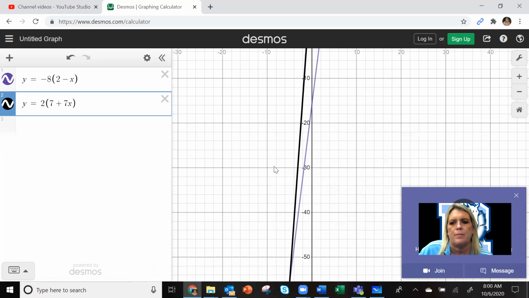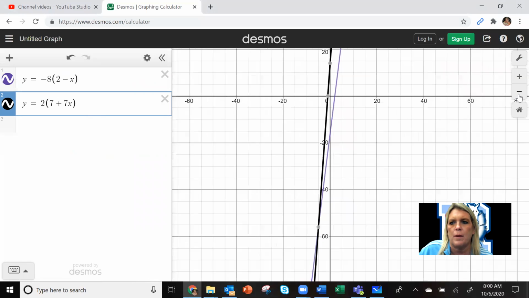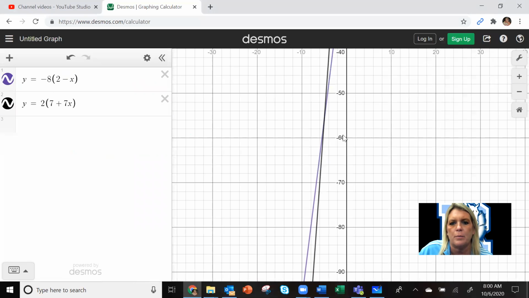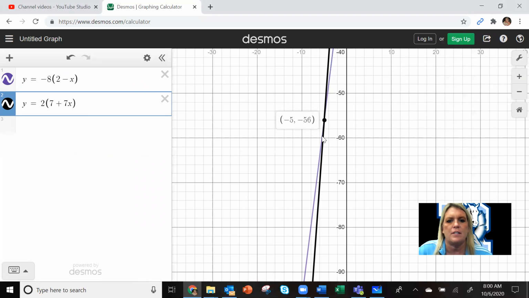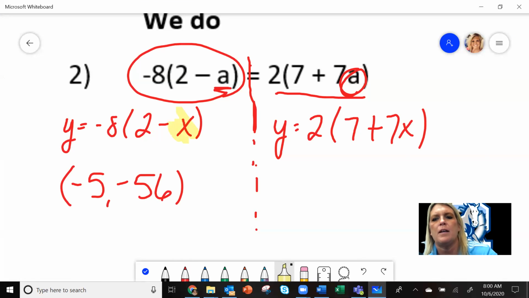Close my parentheses. So now, right here, I'm going to zoom out, and I'm going to move mine up, maybe zoom back in a little bit. Look where the two lines are. I'm going to click to see if I can find where they intersect, and it gives me the point right here. I'm going to click on it. It says -5 and -56. So my answer right here is -5, -56. Well, I'm trying to find my x values.